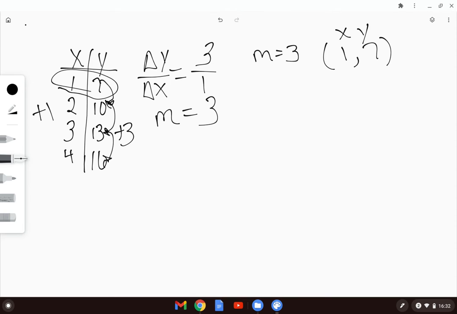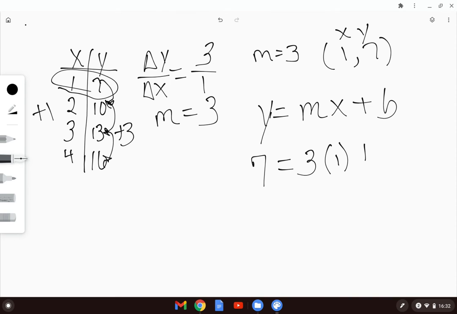So now my third step is basically to substitute the slope and the ordered pair into the linear model y equals mx plus b. So I have here the linear model y equals mx plus b. So let's start substituting. From my ordered pair, my y value is 7. So I'm going to substitute 7 for y. My m value, or my slope, is 3. My x value for my ordered pair is 1. And all of that's being added to b.